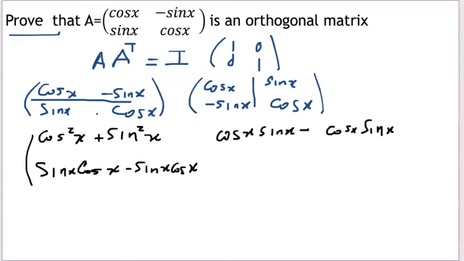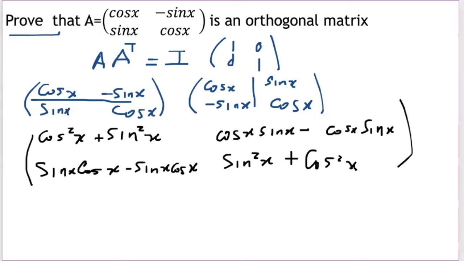Now, I'll multiply the second row by the last column. So I have sine x times sine x. That gives me sine square x. And cos x times cos x, that gives me cos square x. So I'll have plus cos square x.